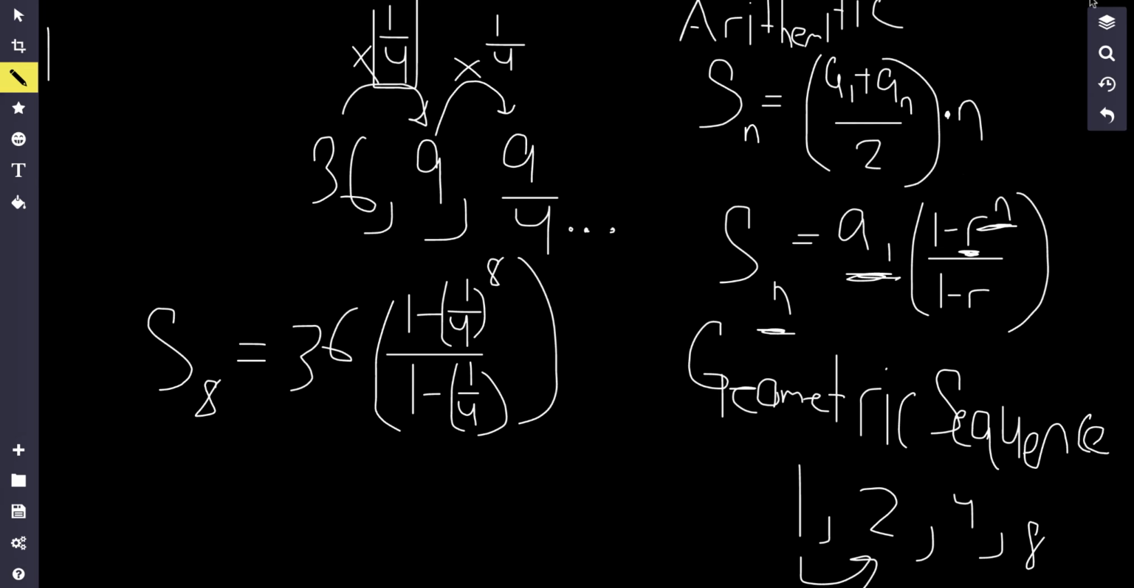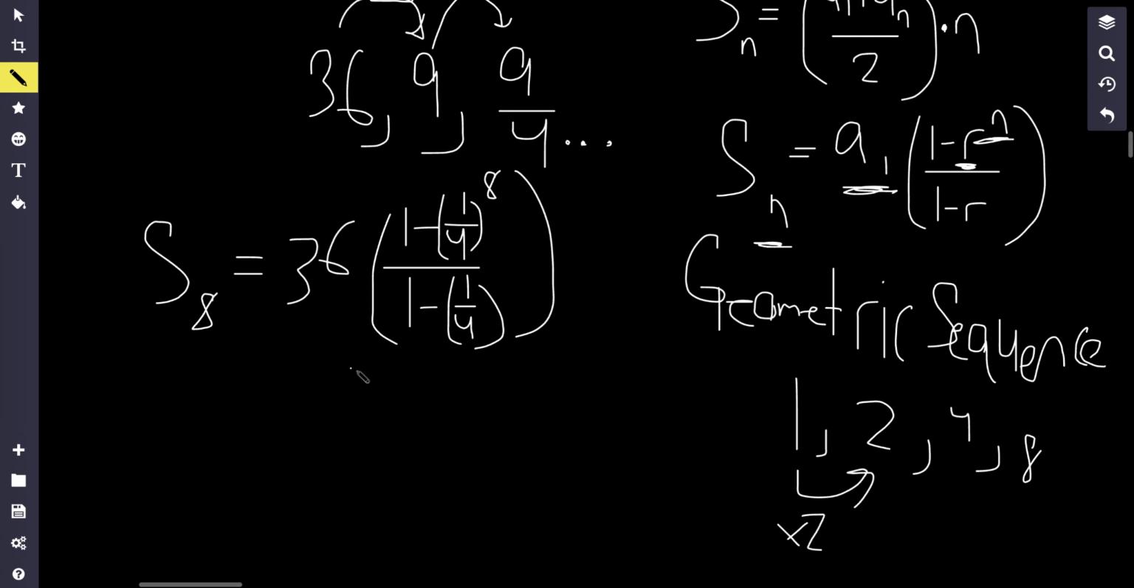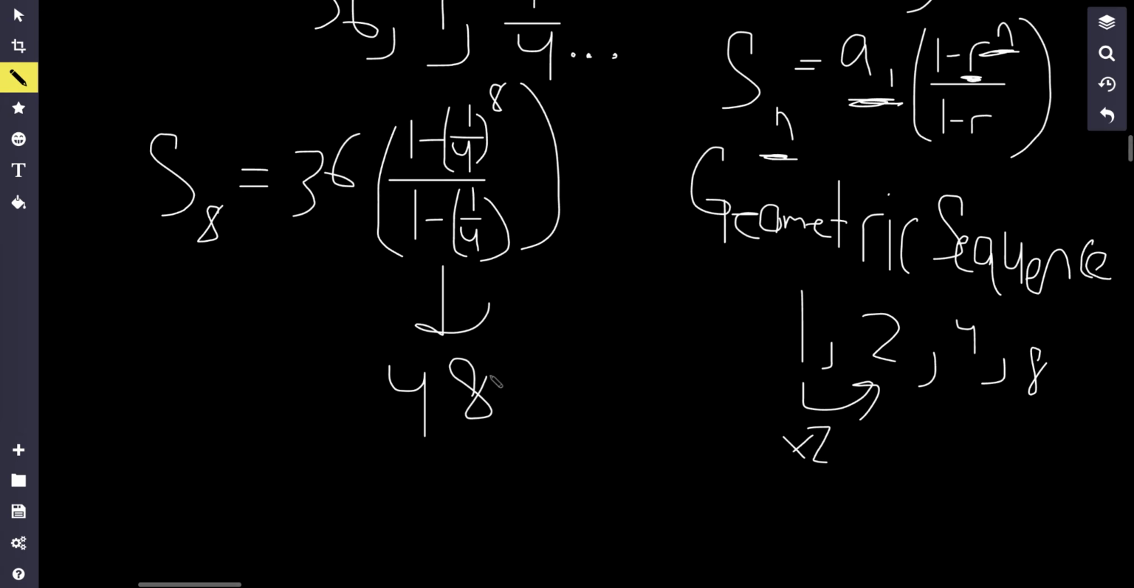All you need to do is just get a calculator, and you can just do that. So it's going to be 1 minus this, divided by 3/4, times 36. All right, so it's going to be about 48.